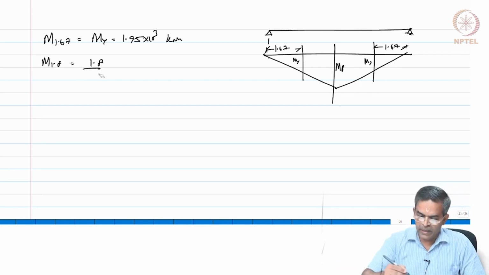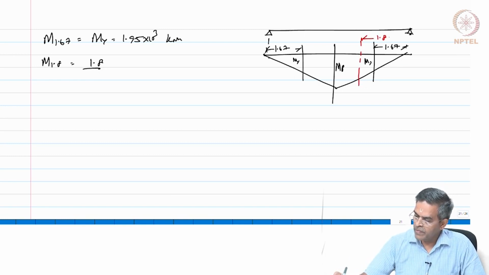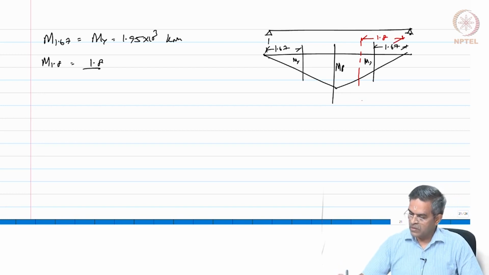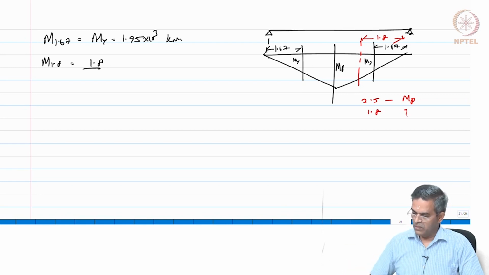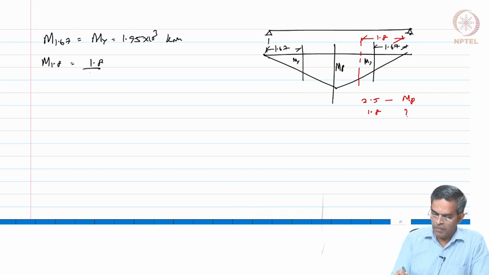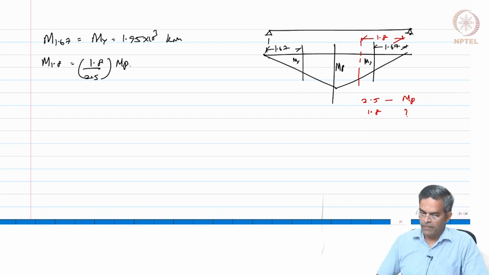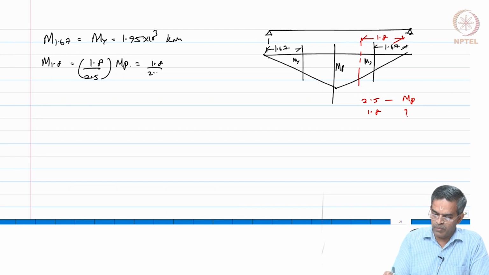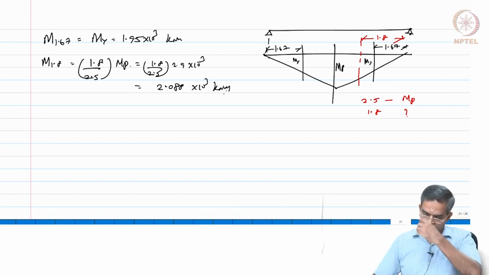So, I can find at 1.8, let us say I have a section here, this is 1.8. So, at 2.5 it is Mp, at 1.8 I want to find this value. So, I can say 1.8 by 2.5 into Mp, right. So, I can find this. 1.8 by 2.5 into 2.9 into 10 power 3. So, I can know this value as 2.088 into 10 power 3 kilonewton meter.